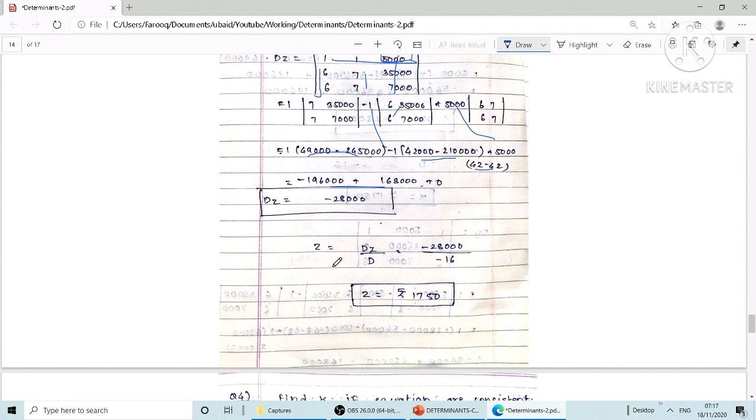Then we will find z. Dz upon, we will divide it with D, determinant, Dz upon D, minus 28,000 upon minus 16. Minus and minus sign will get cut. When we will divide 28,000 by 16, we will get the value of z, that is 1,750.